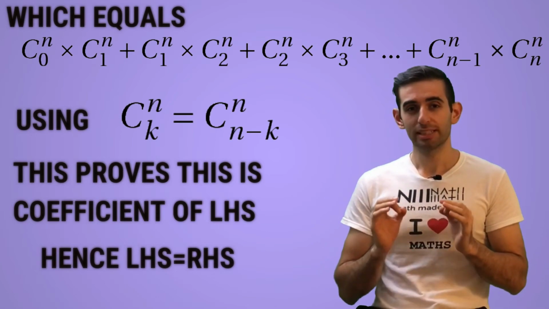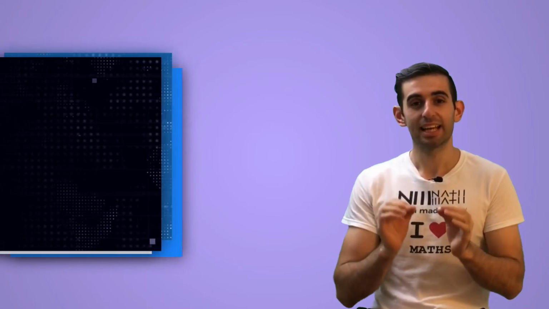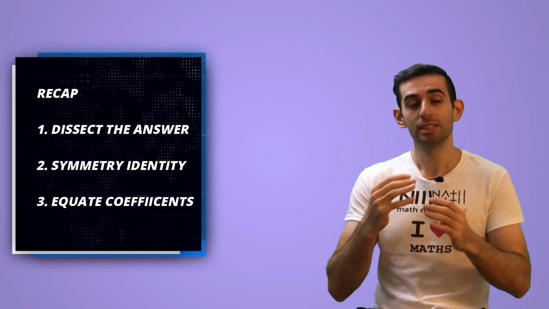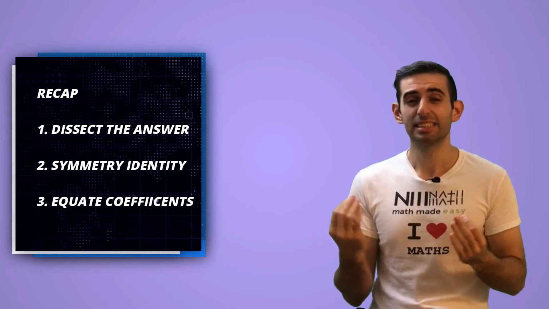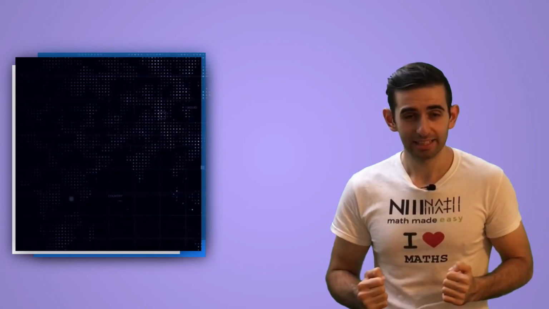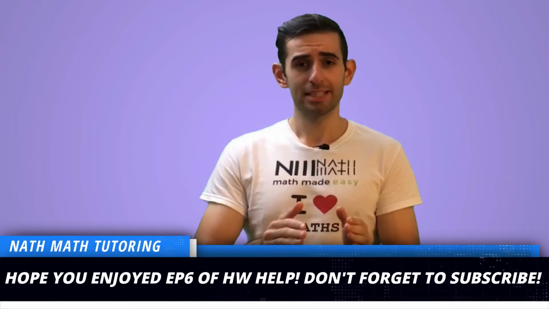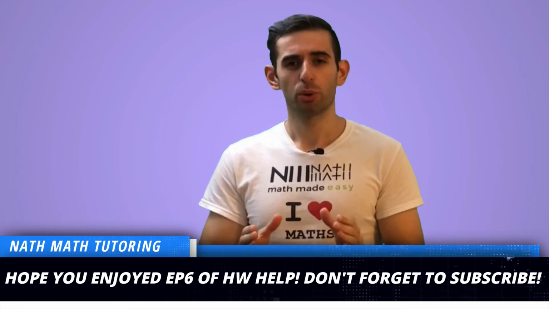So you can see the trick to these questions is to just dissect the answer and get it back to something that looks familiar. Right? And as I said, they love the symmetry of coefficients identity. Pretty much that's it. So I hope whoever's question this was, this helps and that you found this tutorial on binomial coefficient identities helpful.